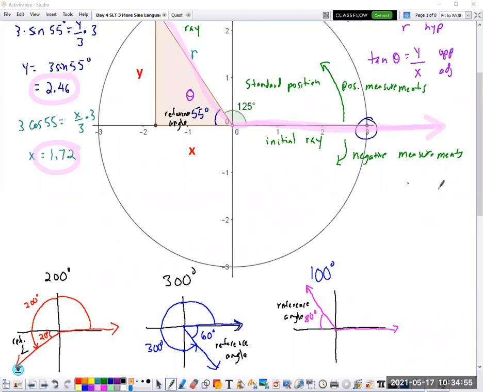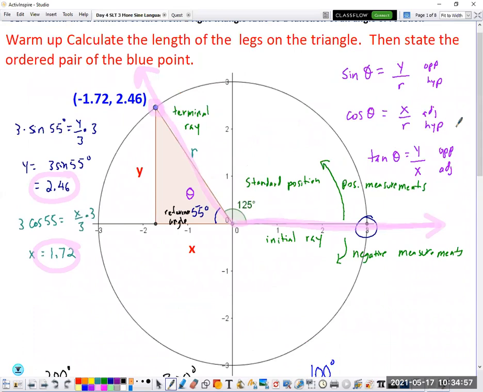Here's why. I want everyone to look back up here. Hey, Charlie, are you there? Yes. Charlie, when we found this x and y, did we really use 125? No, we did not. What angle did we use? 55. 55 is the reference angle. Boom. That's why the reference angle is important.